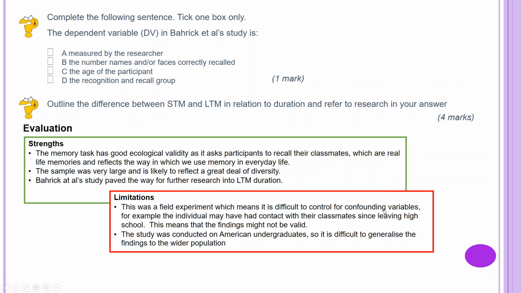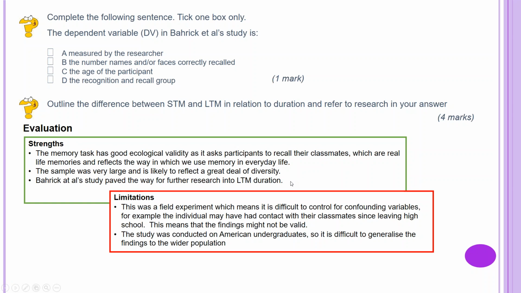Evaluation here. Strengths. The memory task has good ecological validity as it asks participants to recall their classmates, which are real life memories, and reflects the way in which we use memory in everyday life. The sample was very large and is likely to reflect a great deal of diversity. Bahrick et al.'s study paved the way for further research into long-term memory.